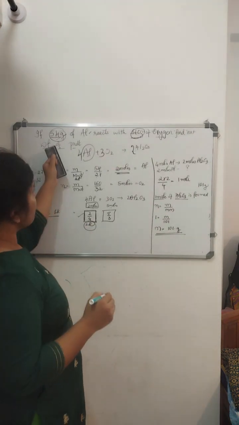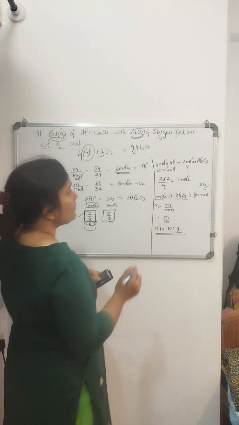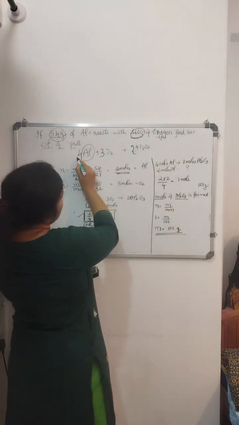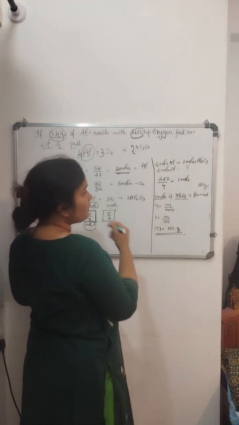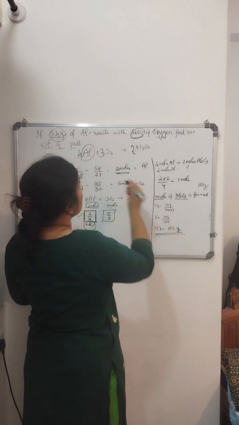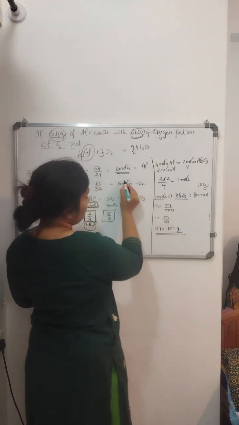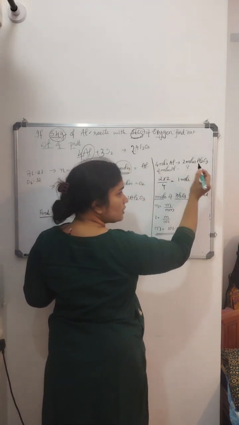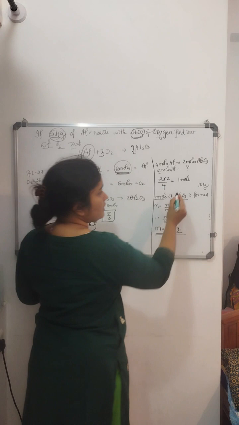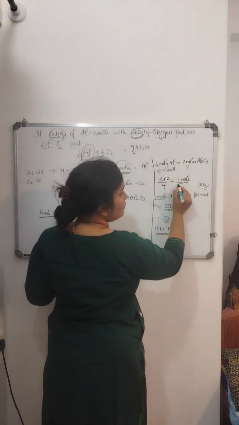They are asking us how much Al2O3 is formed. So let's check that. According to the equation, 4 moles of Al gives 2 moles of Al2O3. How many moles of aluminium do we have? That's 2 moles, which is what we found here. So 2 moles of aluminium gives how much Al2O3? That is 2 into 2 divided by 4, which gives 1 mole.